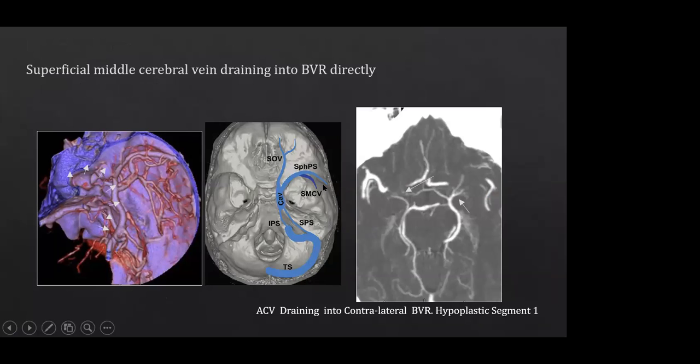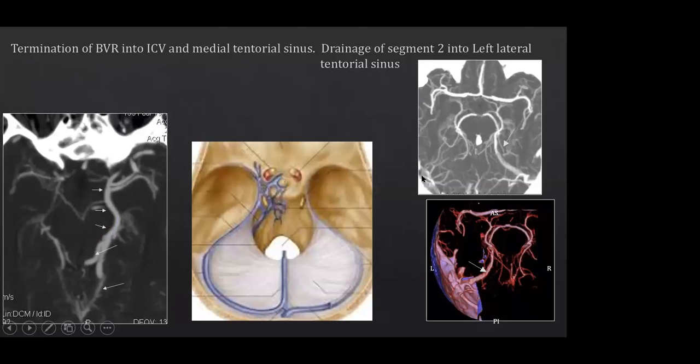We have looked at this before. This is the superficial middle cerebral vein, which is draining into the basal vein of Rosenthal instead of draining into the cavernous sinus. And this is another example over here. Here you can see how there is hypoplasia of the basal vein on the right side, and a well-developed anterior cerebral vein complex on the left side, and hence the blood is being drained from the right side towards the left basal vein of Rosenthal.